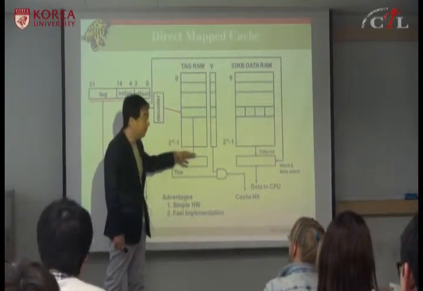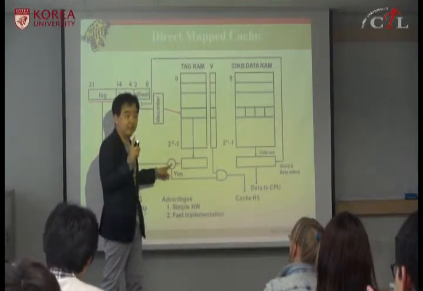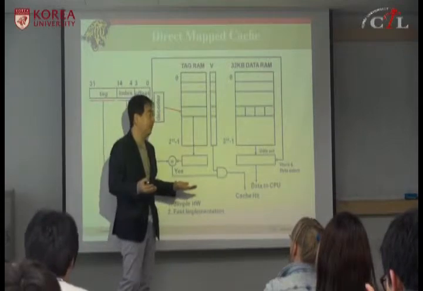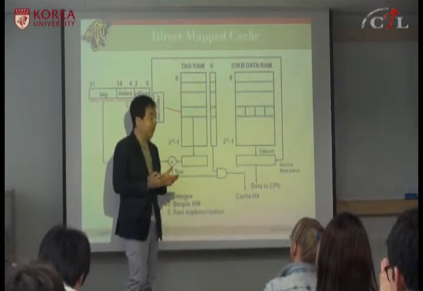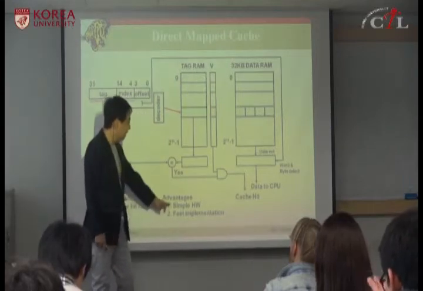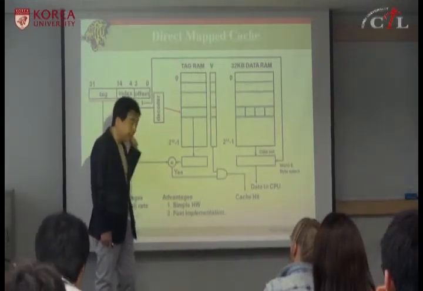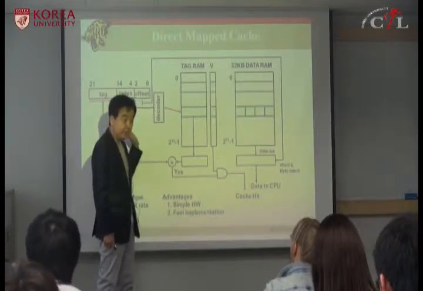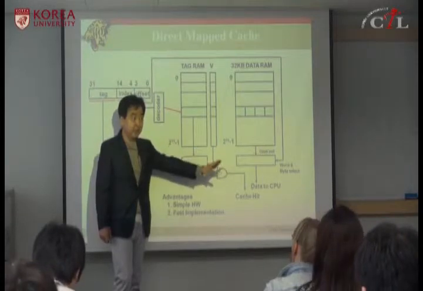It's a little bit slow. But the advantage is you only need one comparator, okay? Instead of 2048 comparators. So the size is much smaller. Okay? So simple hardware, and it's fast but slower than the other. Slower than fully associative cache, but faster than the third organization which we will study.